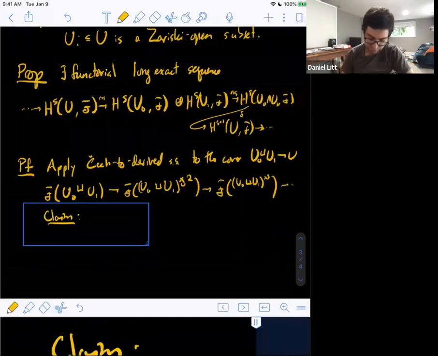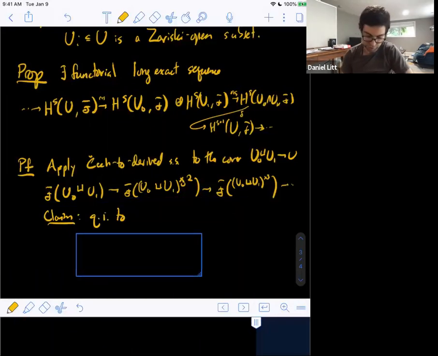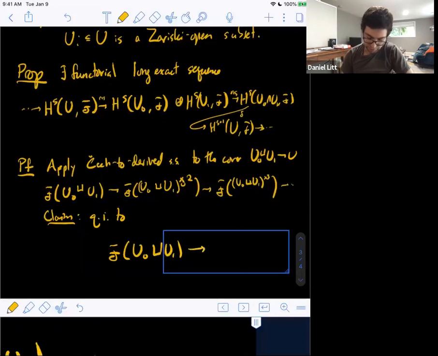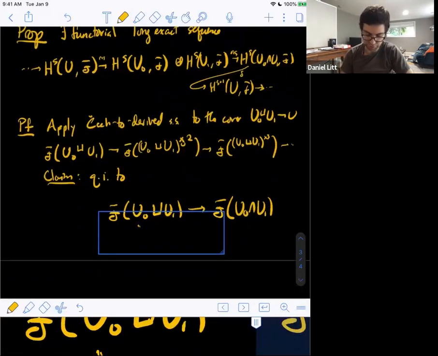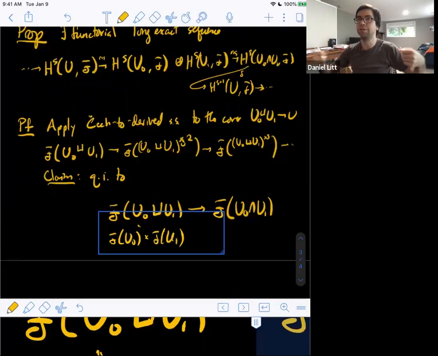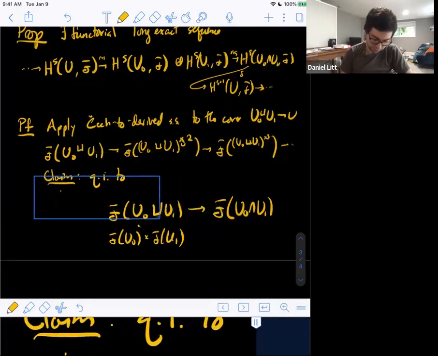And so the claim is that this complex is quasi-isomorphic to the following: F of U0 disjoint union U1 mapping to the intersection. So this two-term complex. And what is this? This is the same as F of U0 times F of U1, just because U0 and U1 together form a covering family of U0 disjoint union U1. This is a claim that you should prove in an exercise.